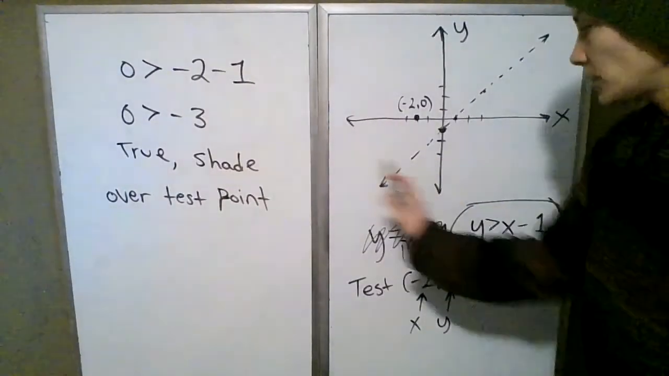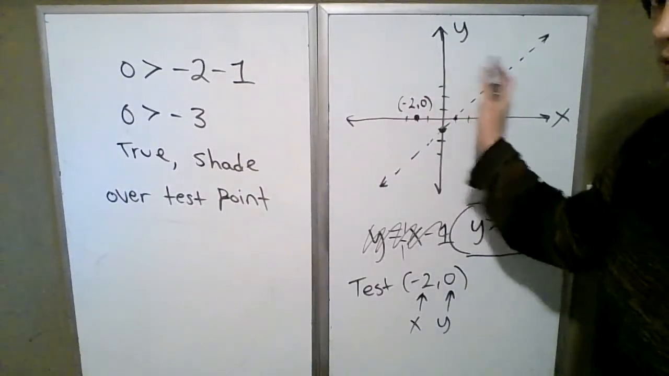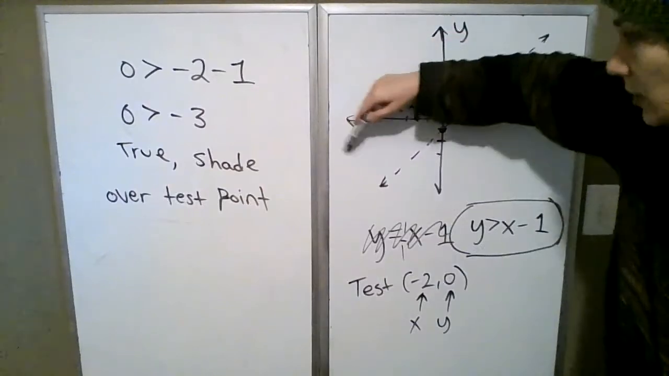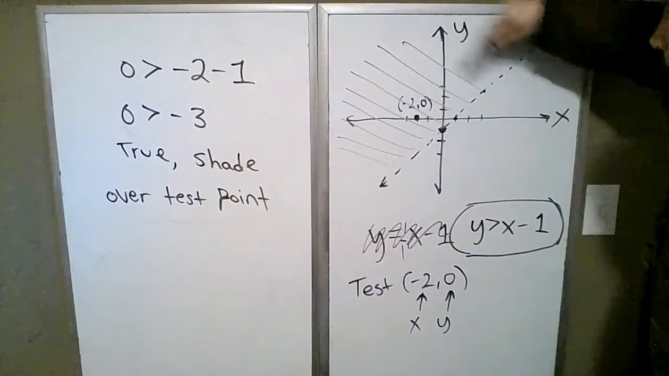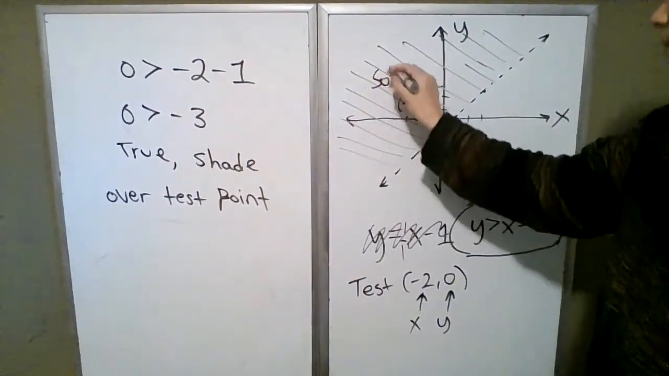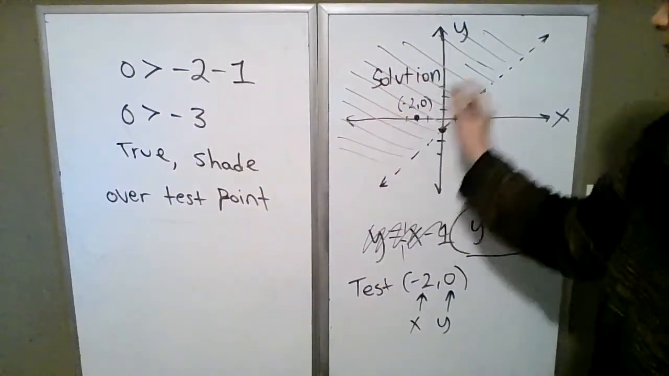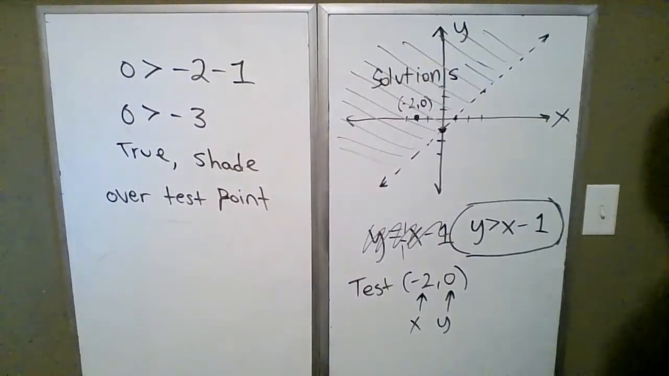And you want to come up very close to the boundary, but you can't cross it or include it. So just sketch as best as you can up next to that dotted line. And this is a solution. This is the solution section. Okay, next one.